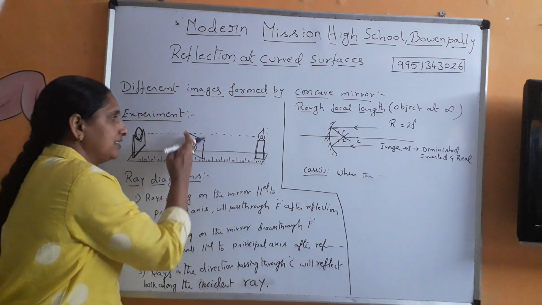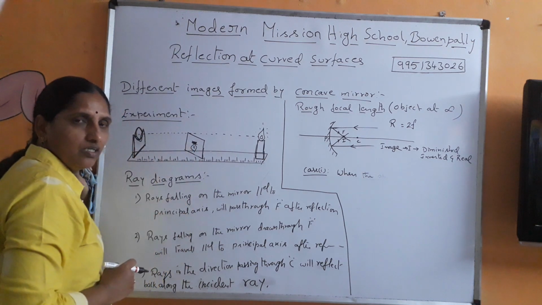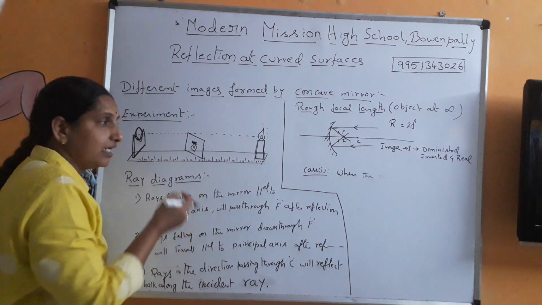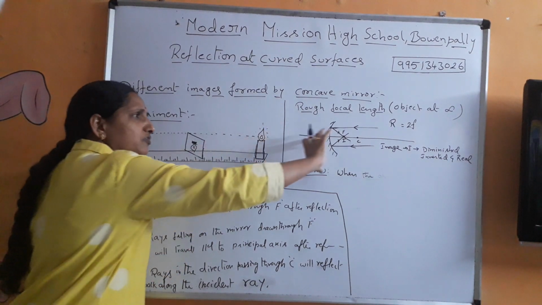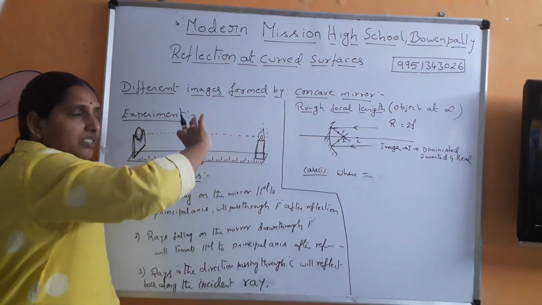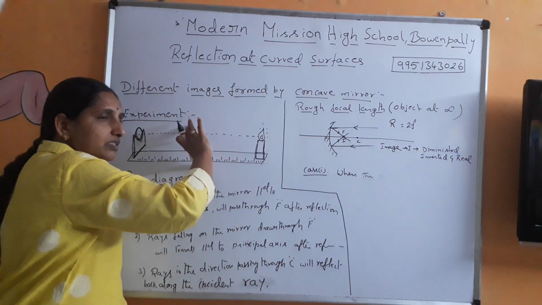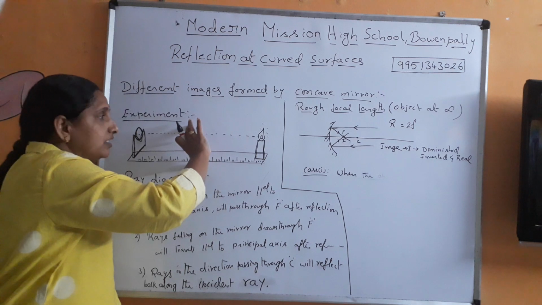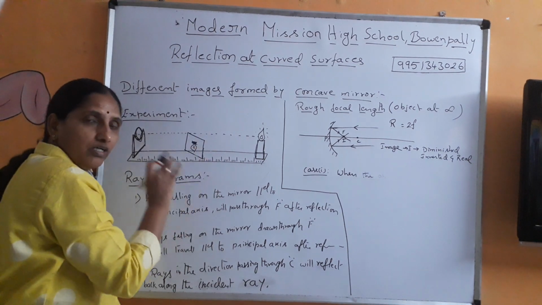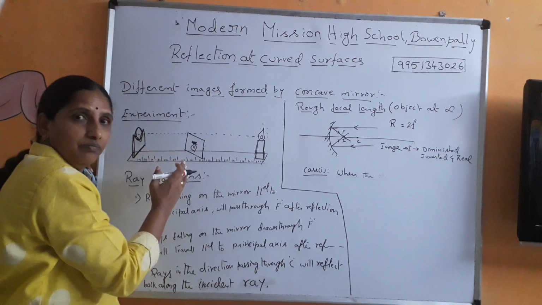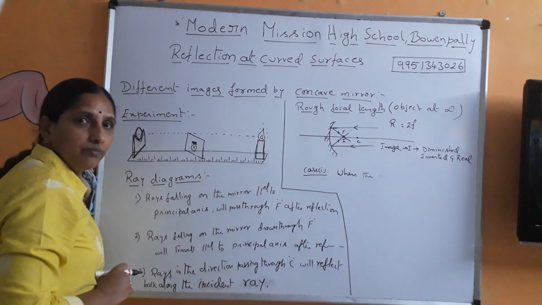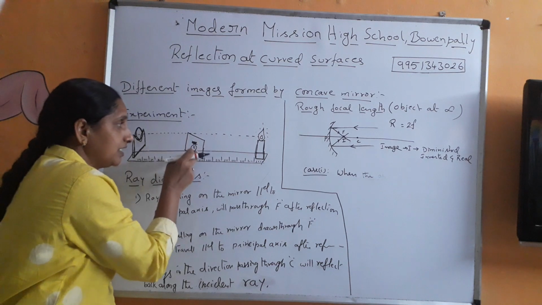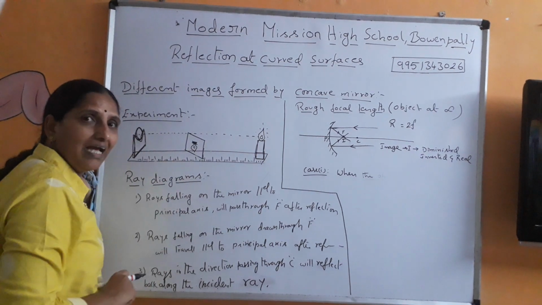Now when you keep it exactly at the focus, what happens? If the object is very far, you can see that there is a bright spot at the focus. And as you move away from it, different kinds of images will be formed. You can see that it is an inverted image.